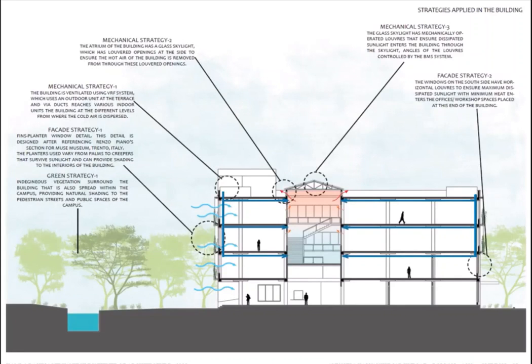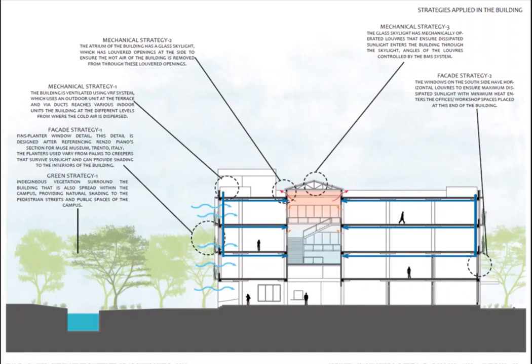The ARDN technology. The ARDN technology begins with outlining major mechanical strategies and facade strategies that are used in the startup hub. The mechanical strategies consist of the air conditioning system, which is the VRF system within the building. The second is the use of louvers along the wall, which lifts up the atrium roof. This ensures that all the hot air of the building is removed from these louver openings.